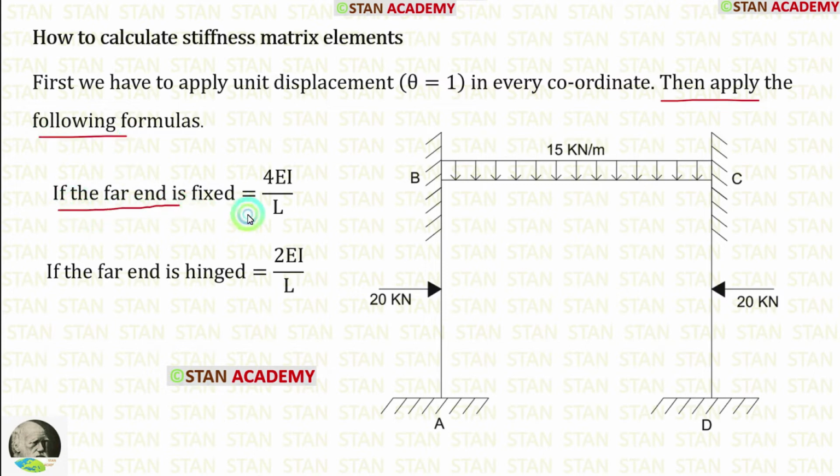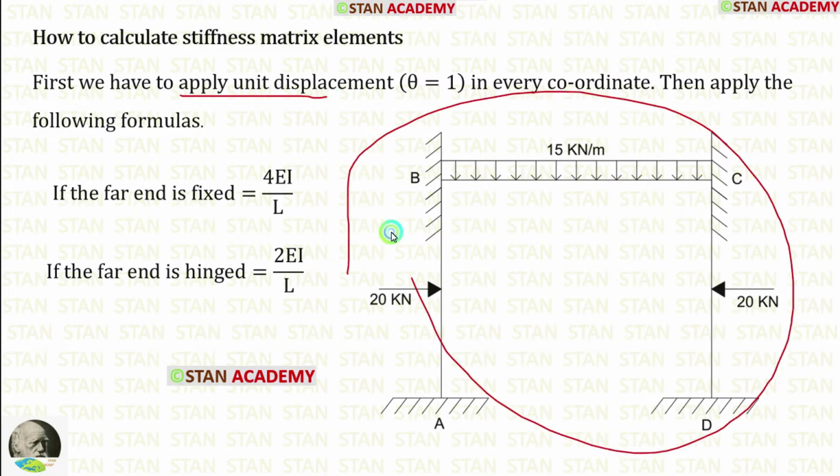If the far end is fixed, the formula is 4EI upon L. If the far end is hinged, the formula is 2EI upon L. We have to be very careful. We have to apply the unit displacement in the fully restrained structure and not in the given frame.